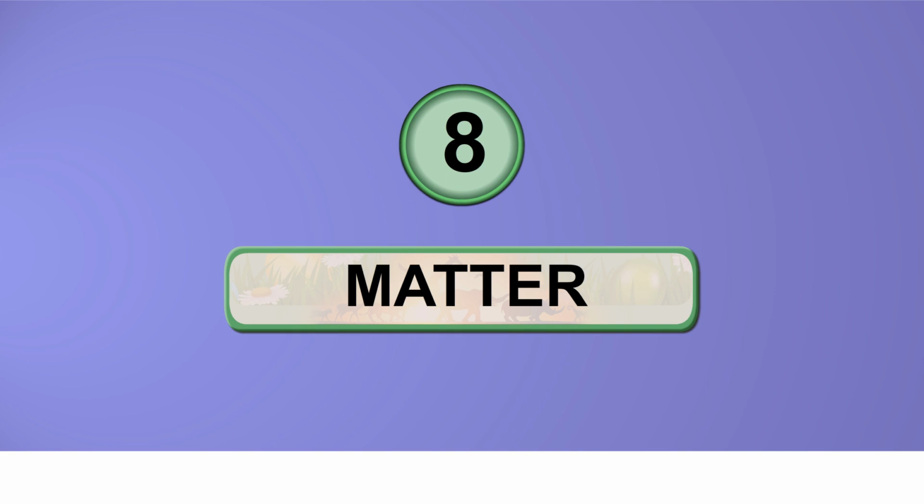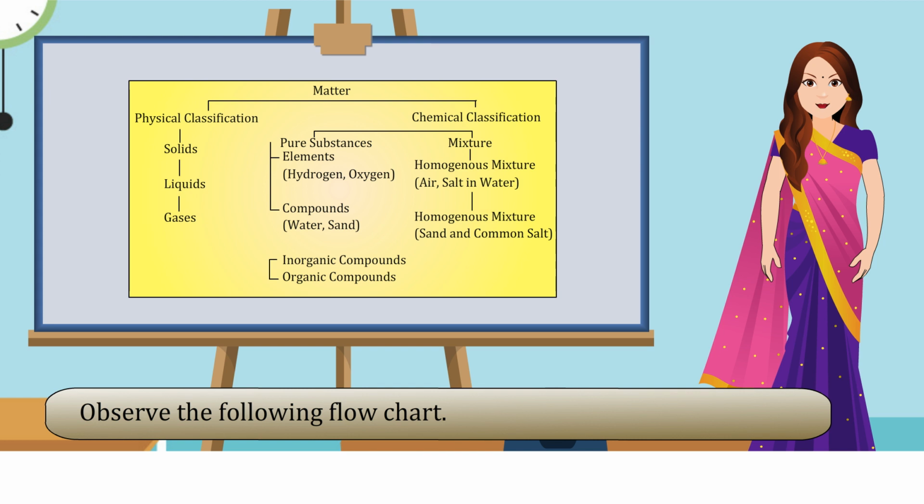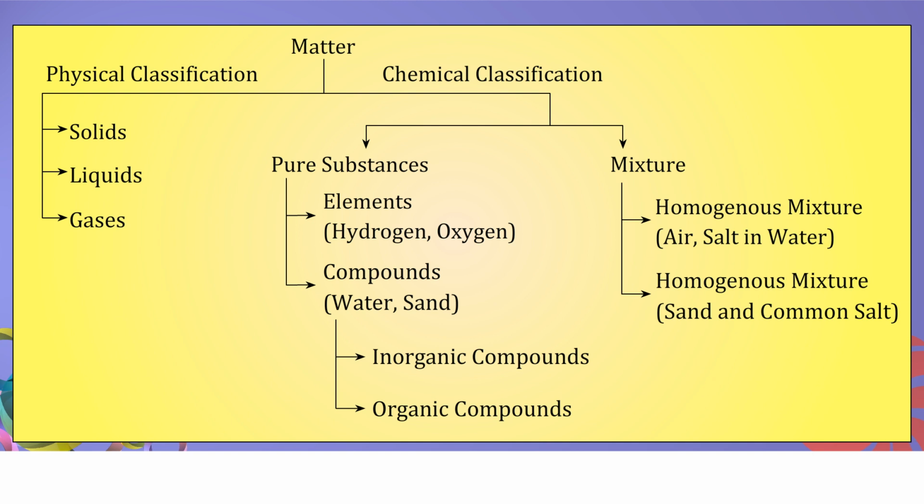Matter. Time to warm up. Observe the following flow chart. Matter can be divided into physical classification and chemical classification. Under physical classification, we have solids, liquids, gases, and chemical classification is again divided into pure substances and mixtures.